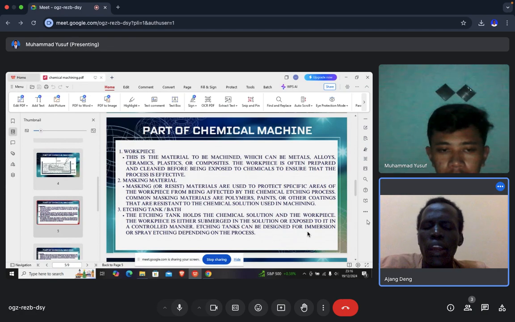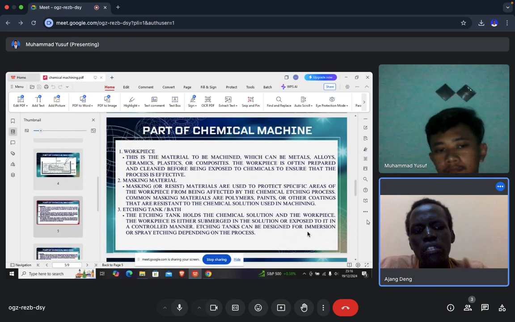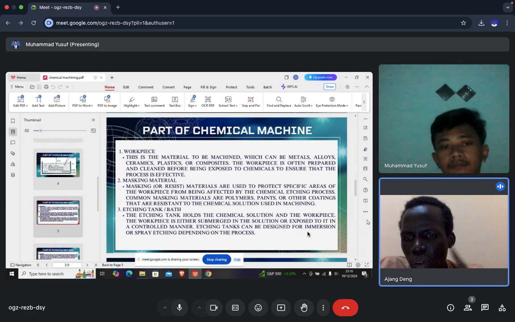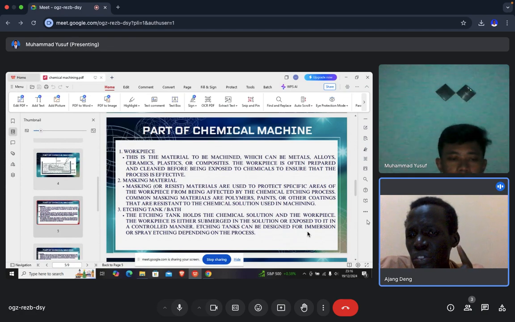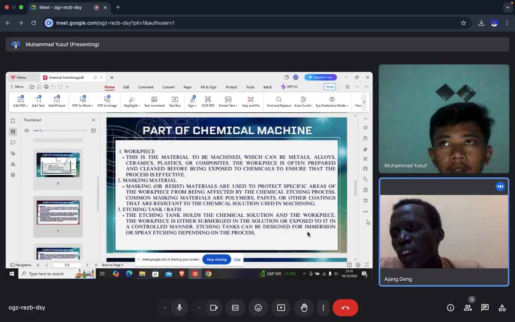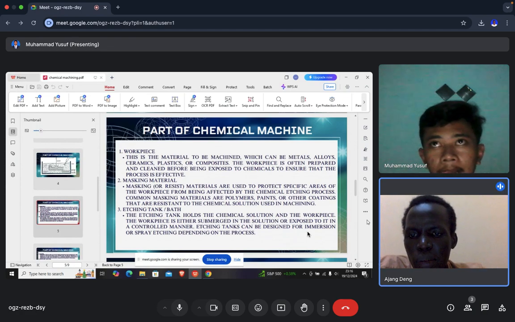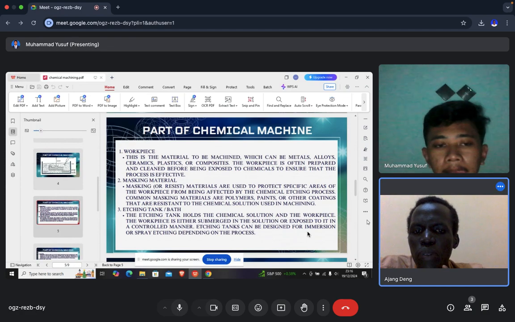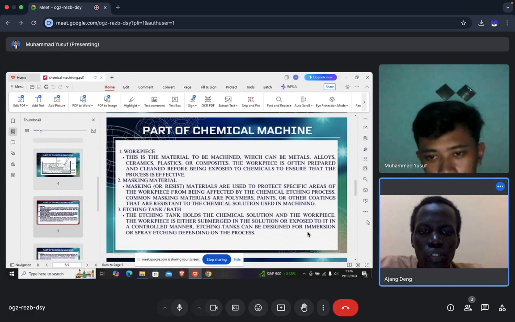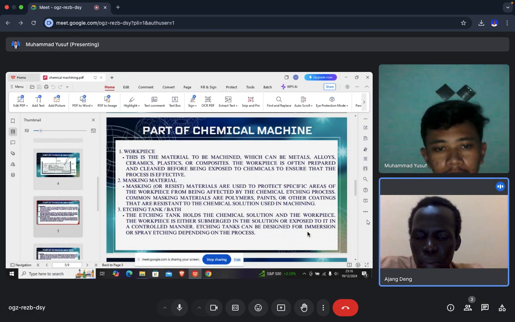Now the parts of a chemical machine. The important first thing is the workpiece, which is our center, the reason we are doing the reaction. A workpiece is a material to be machined, which can be a metal, alloys, ceramics, plastics, or composites. The workpiece is often prepared and cleaned before being exposed to chemicals to ensure the process is effective.